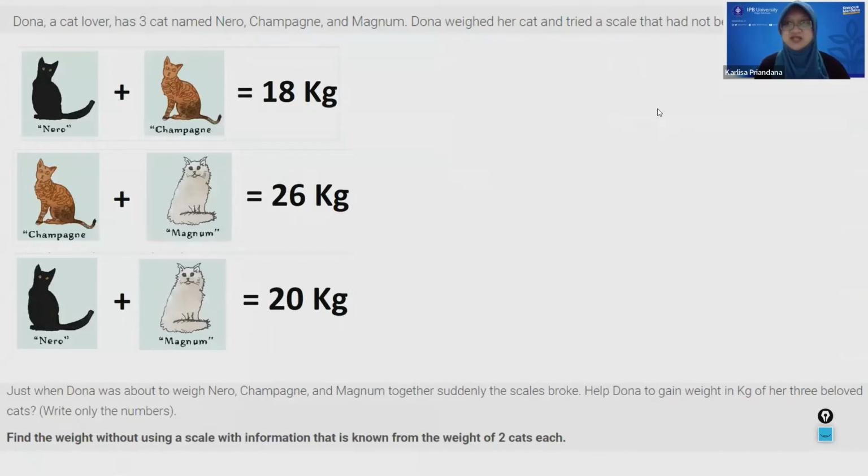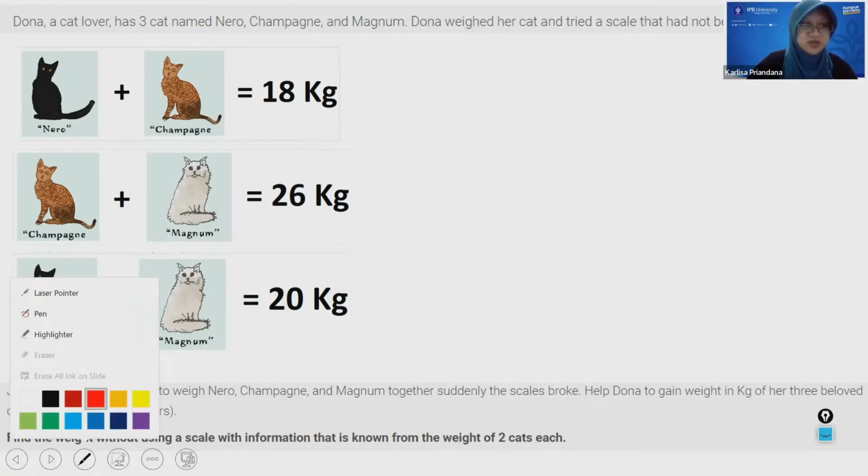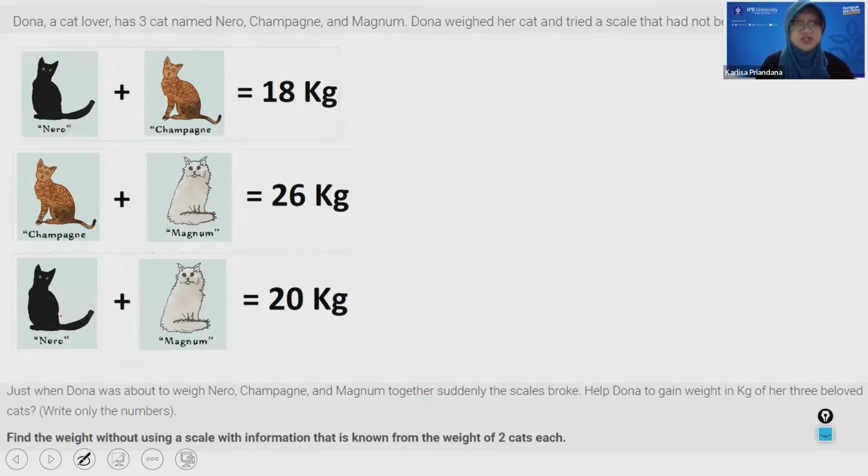Okay, the next question is this. Donna, a cat lover, has 3 cats named Nero, Champagne, and Magnum. Donna weighed her cats and tried a scale that had not been used for a long time. Just when Donna was about to weigh Nero, Champagne, and Magnum together, suddenly the scale broke. Help Donna find the weight in kilograms of her 3 beloved cats. Write only the numbers. So the problem is she wants to know the weight of Nero, Champagne, and Magnum together. She only knows these 3 pieces of information. The weights of 2 cats at a time are like this.